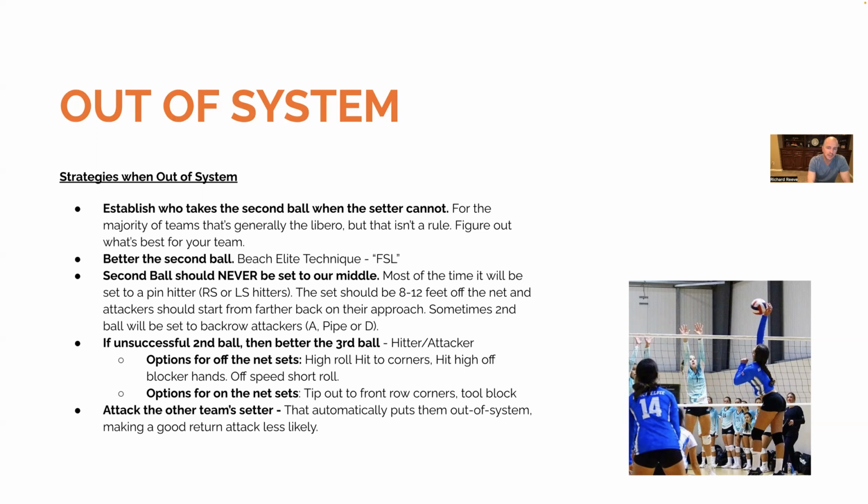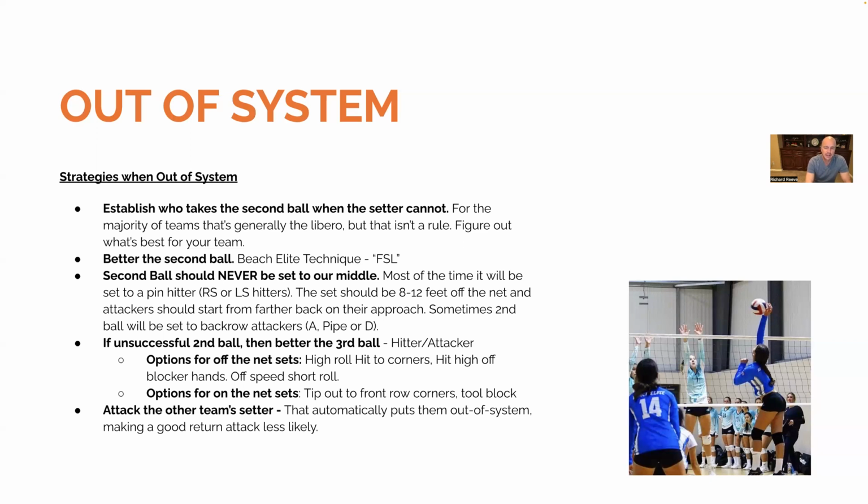Second ball should never be set to our middle. That's very important for our team. So when we pass an out of system ball, pass a 1 or a 2, we have our libero taking it or someone else taking it. We never want to set the middle. Just the geometry, the angles just do not work. So always set to your pin hitters.